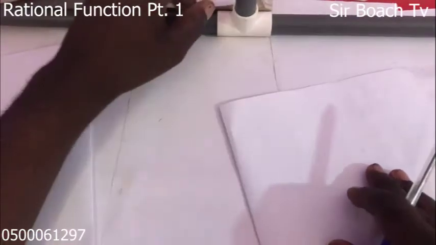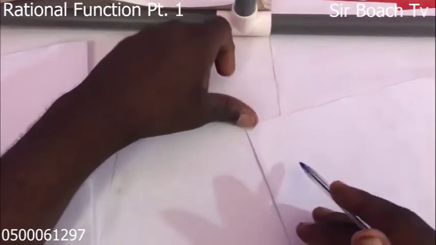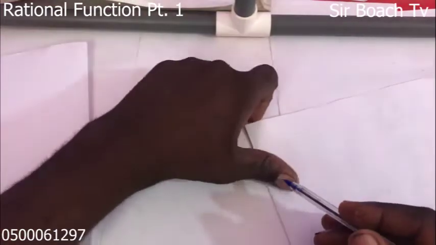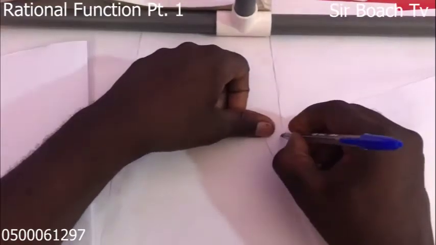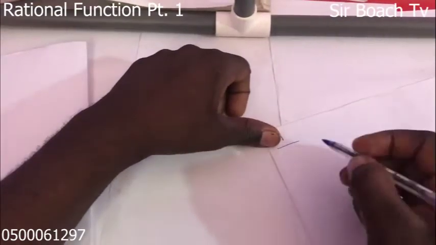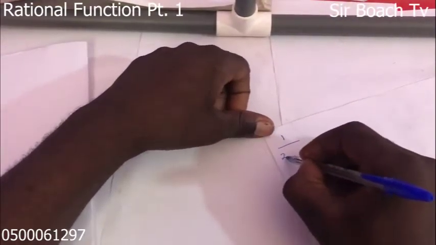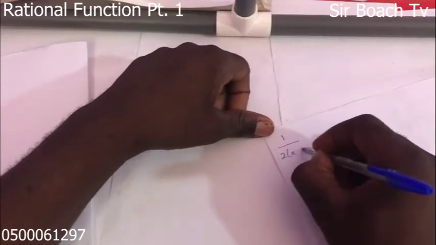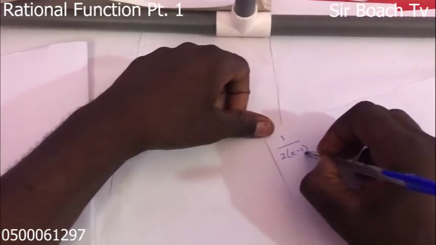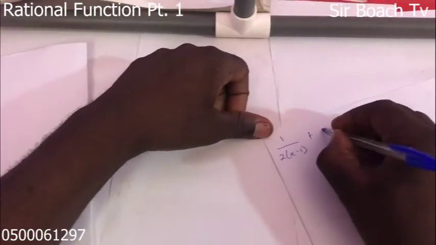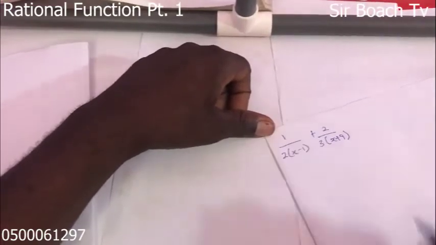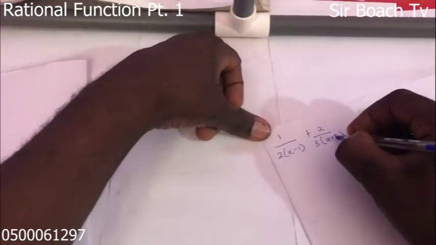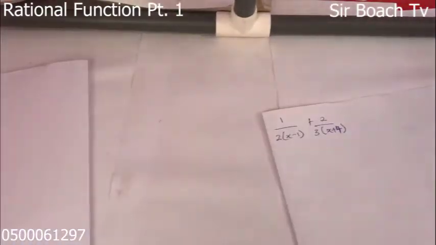Okay, so let's pick another question, then let's solve it together. So we have 1 over 2 bracket x minus 1 bracket close, plus 2 over 3 bracket x plus 4. Now we have to solve this one.